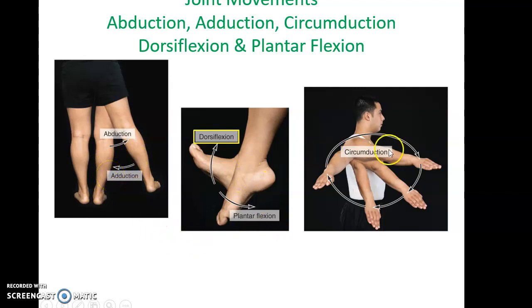Abduction, adduction. Circumduction is when you move a limb so that you form sort of a circle. It's actually a combination of flexion, extension, abduction, adduction, and hyperextension. So that occurs at the shoulders and the hip joints.